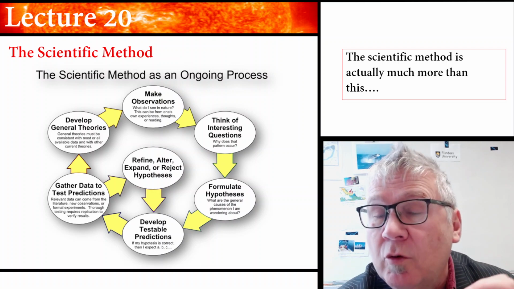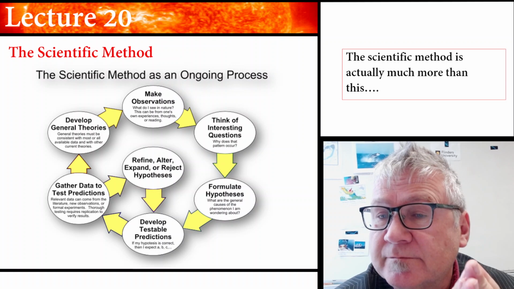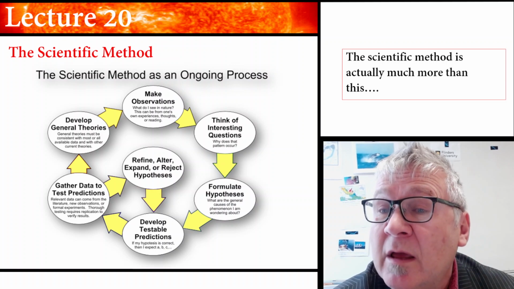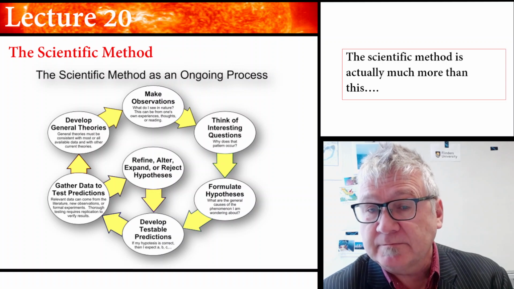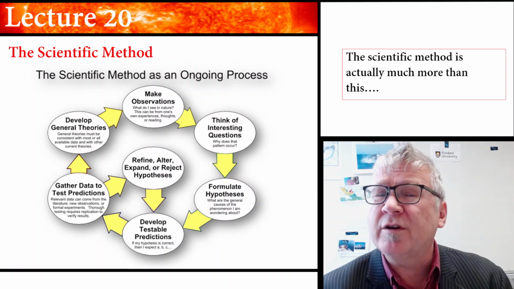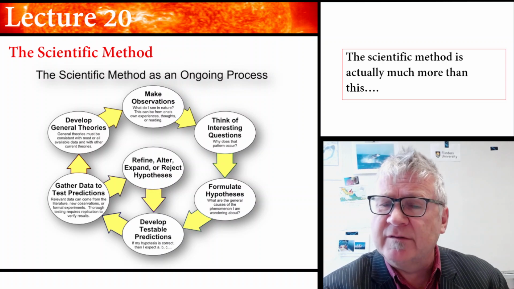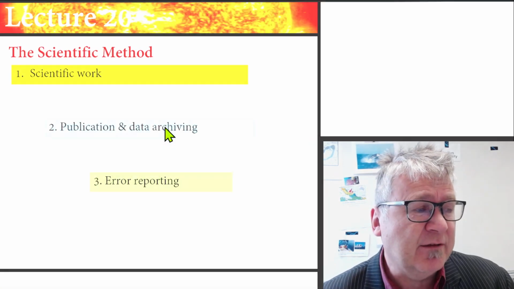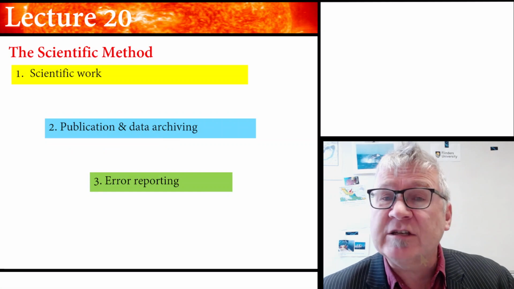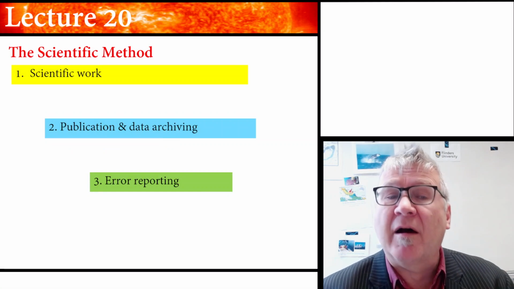But that's actually only a small part of it. Okay, this is the scientific work. The scientific method is actually much more than this. So what is the scientific method other than this cycle here? Well, the scientific method has actually 3 key parts.